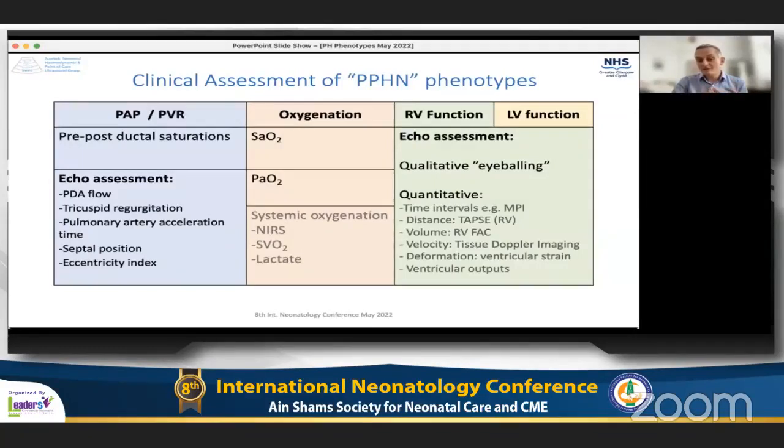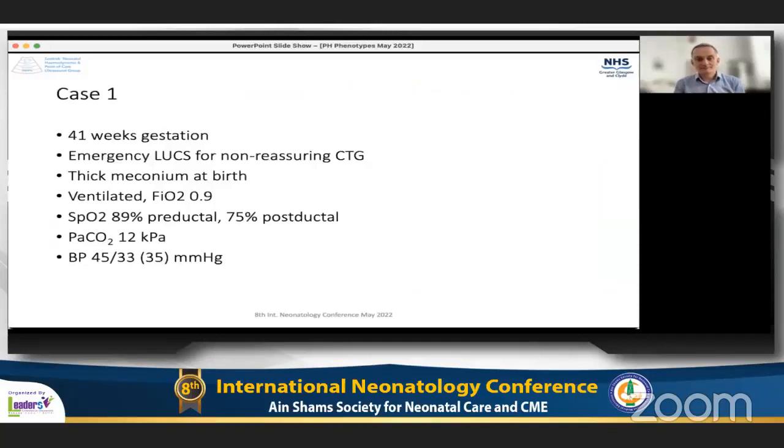So what I'd like to do for the remainder of the talk is use 3 cases to illustrate the different PPHN phenotypes, how we assess them, and a different approach to managing them.